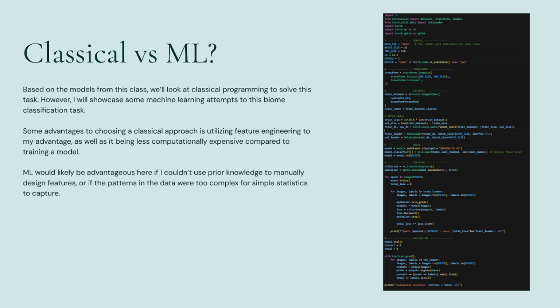Some advantages to using a classical approach is utilizing feature engineering to my advantage, as well as it being less computationally expensive compared to training a model. I would likely choose machine learning if I couldn't use my prior knowledge of the game to manually design features, or if the pictures were so complex that I couldn't use simple statistics. I don't think this is the case, however, so I will be proceeding with classical learning approach.